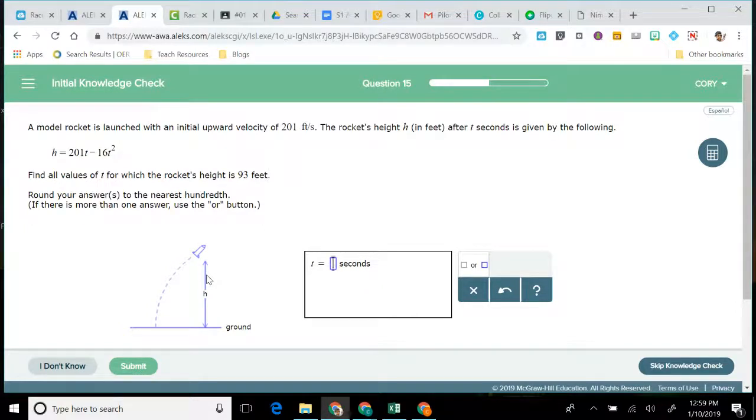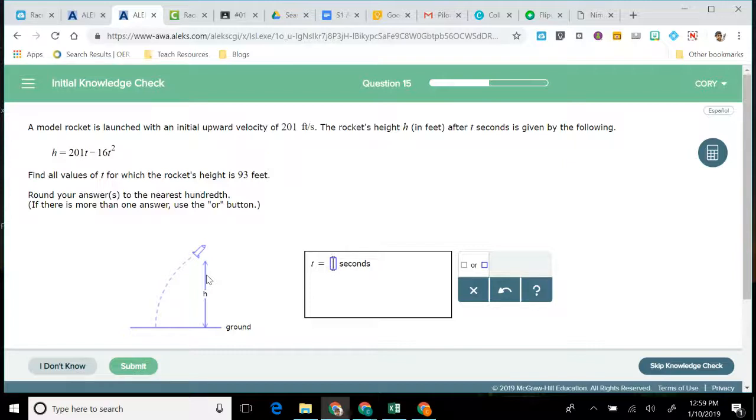Okay, so this is quadratics. We want to find the values of t for which the rocket's height is 93. So this one, I need to find, okay, so it's going to be 93 equals 201t minus 16t squared. So this is like a factoring or solving quadratics problem. I don't want to factor that, do I? No, I don't. Oh, I can set up the quadratic formula.